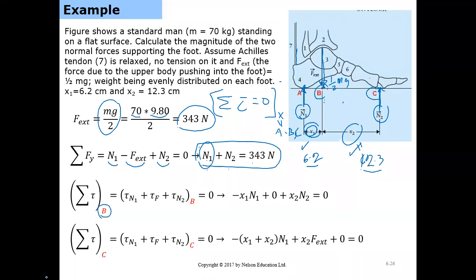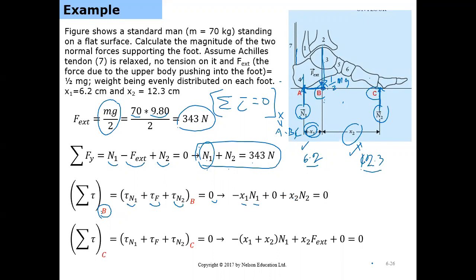Well, let's follow what he has done. Okay, so I want to take the net torque about the point B and say it is equal to 0. So torque from N1, torque from F, torque from N2. Because we have only 3 forces acting on it, each force will have its own torque. So torque from N1 will be, this is N1 like that. This distance is x1, N1. Is it positive or negative about the point B?